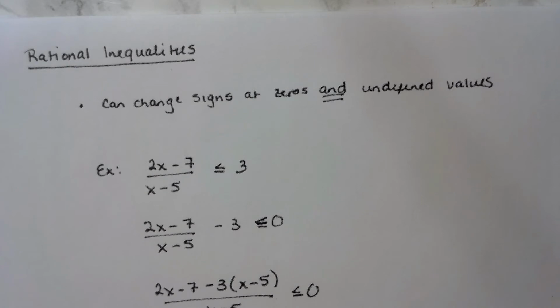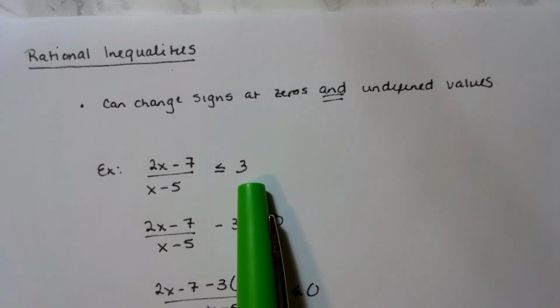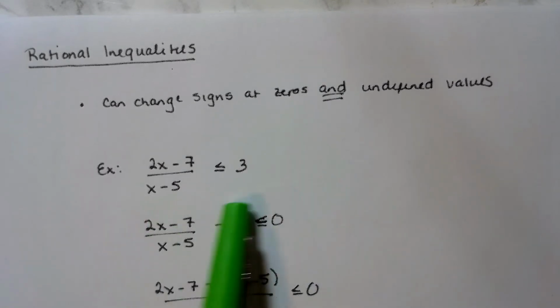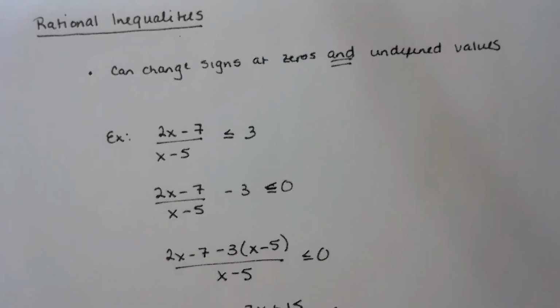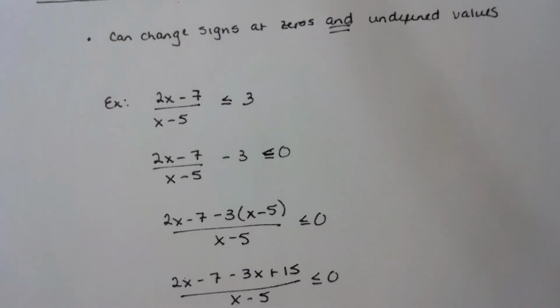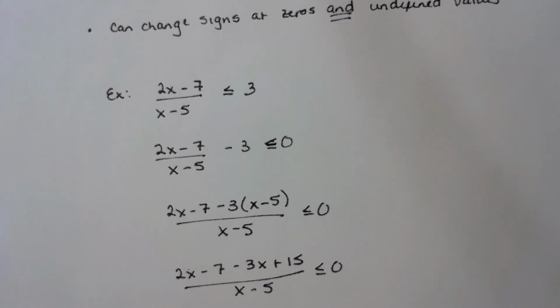So again, I've got this example here. And just like with a polynomial inequality, you want to have the right-hand side equal to 0. So if you've got anything on the right-hand side, you need to add or subtract it to move it over, so that way the right-hand side is 0. So that was the first thing. I subtracted 3 from both sides. Now we got to use a little bit of our algebra.